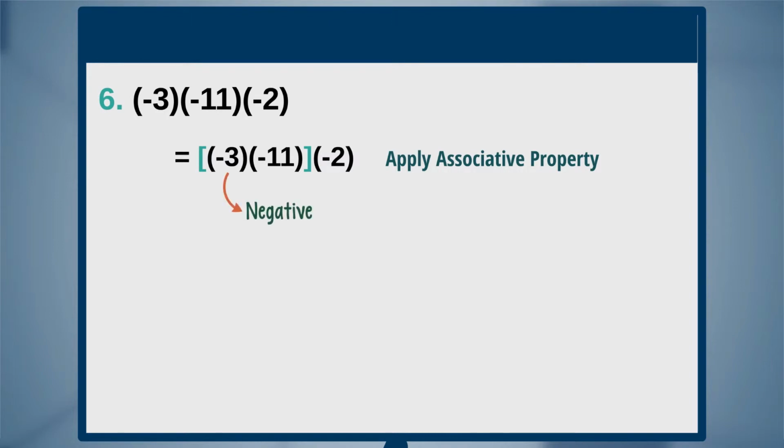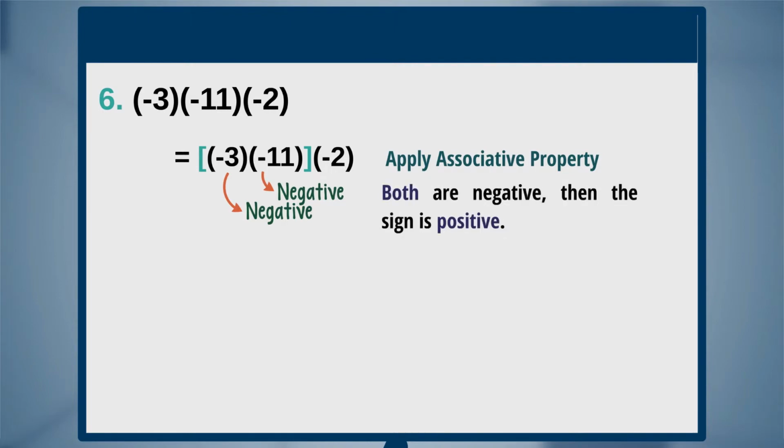Identify the signs. -3 is negative, and -11 is also negative. Both are negative, so the sign is positive. Multiplying -3 and -11 gives us 33. Now we have 33 times -2. We will multiply 33 and -2.